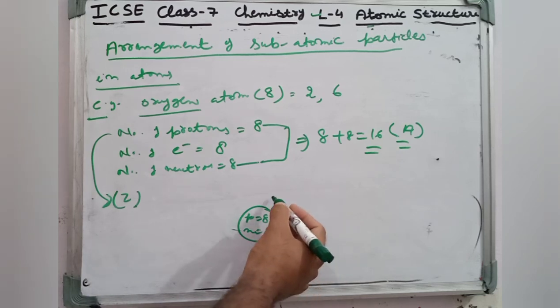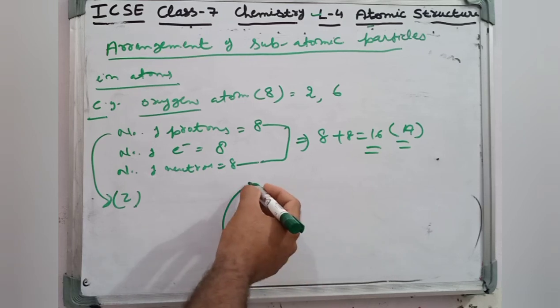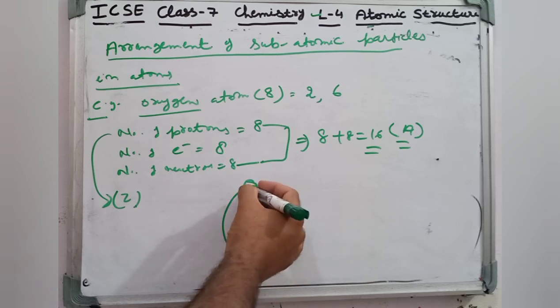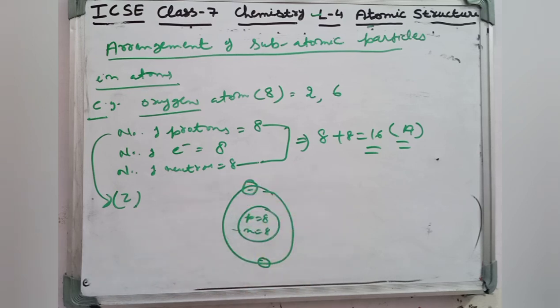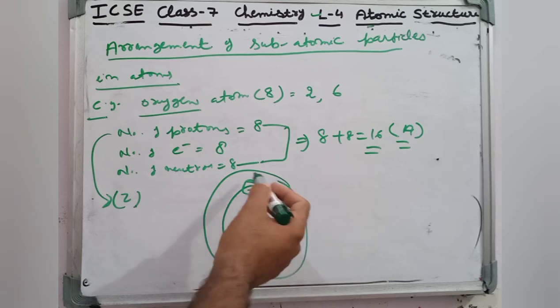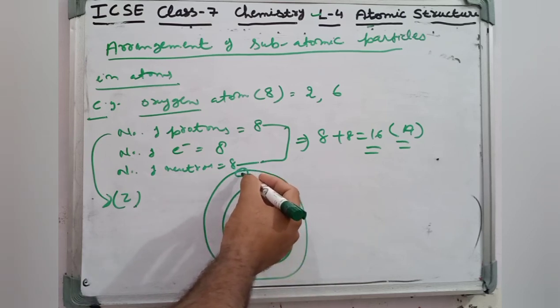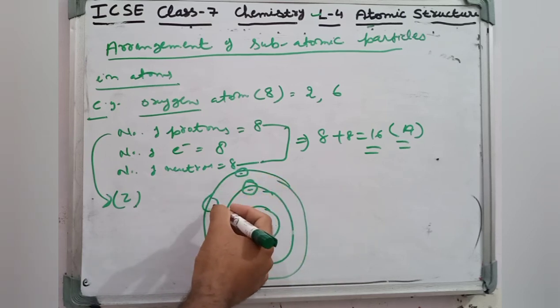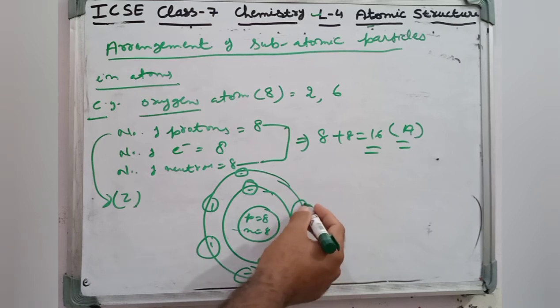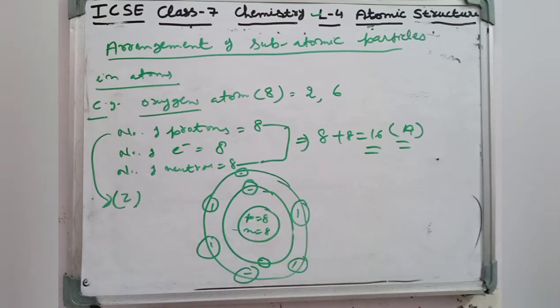In the first shell, only 2 electrons. Negative means electrons. All positivity is here in the nucleus, and in this shell we can show 6. There, 1, 2, 3, 4, 5, and 6. This is the atomic structure of oxygen.